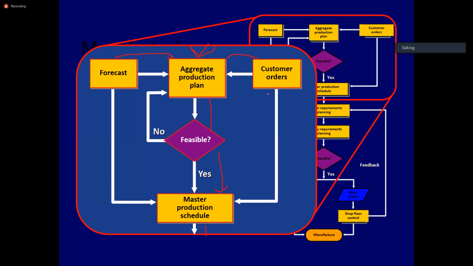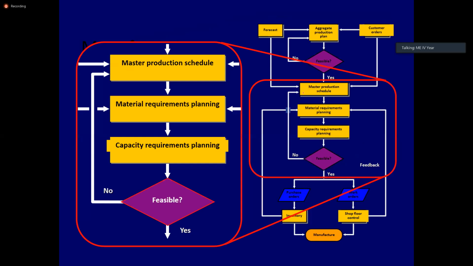Because the next part is MPS, the mass production schedule. Here the inputs come from all the data, like the forecasted data, aggregate production plan, and customer orders. This is raw data. So once we receive it, this part will start work, like the mass production schedule.